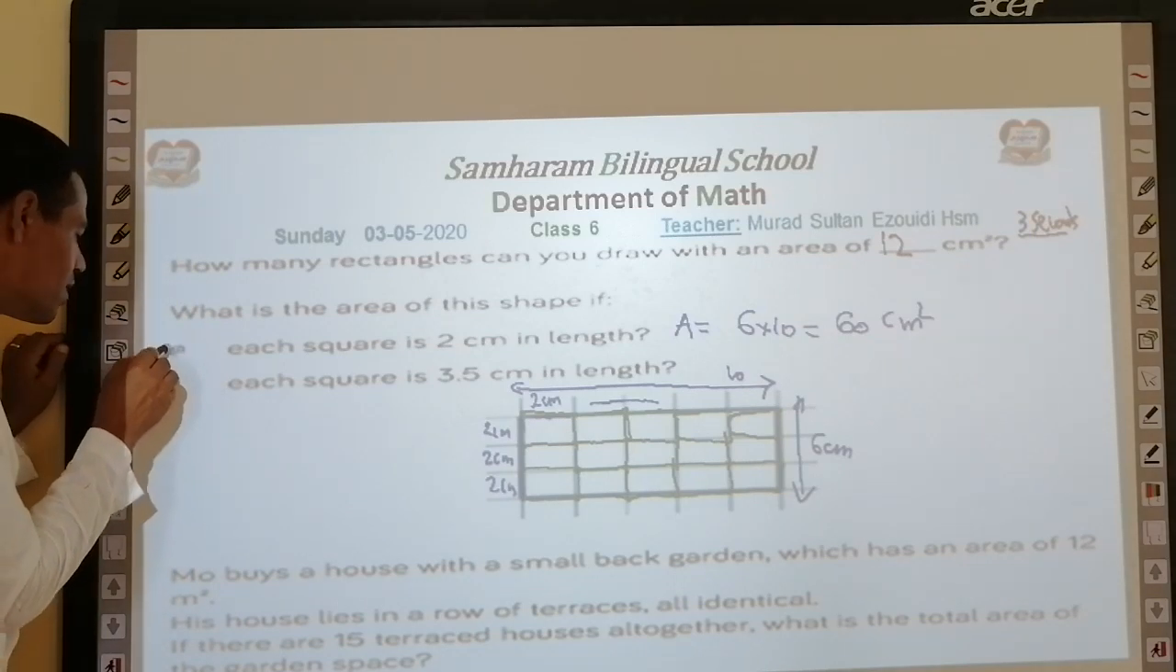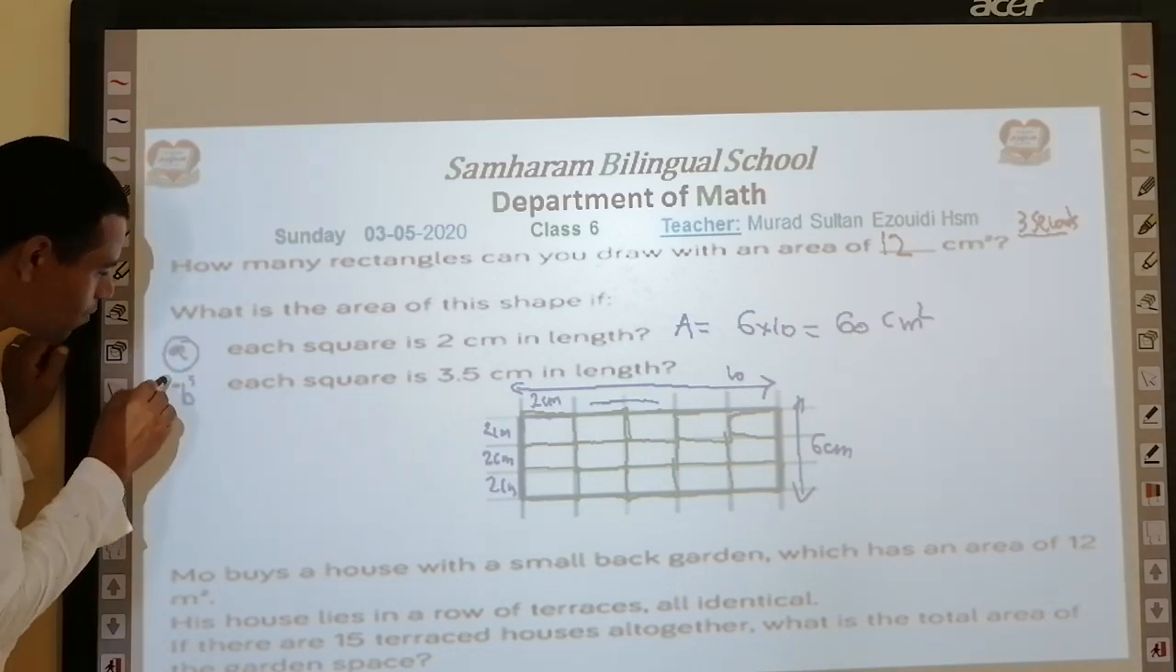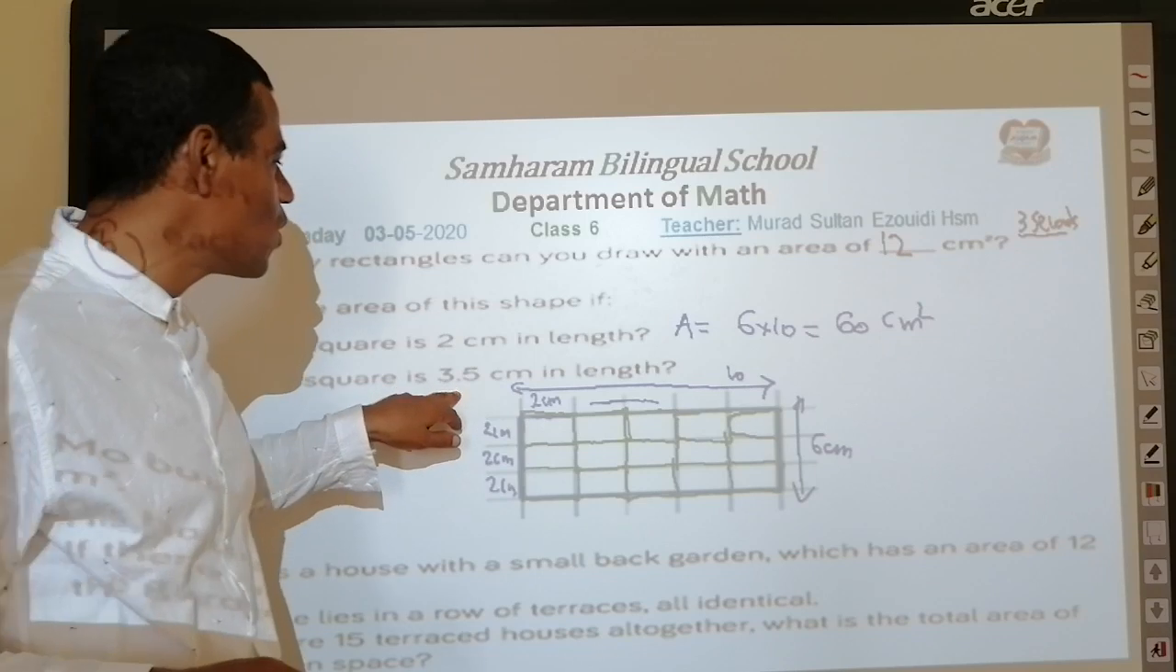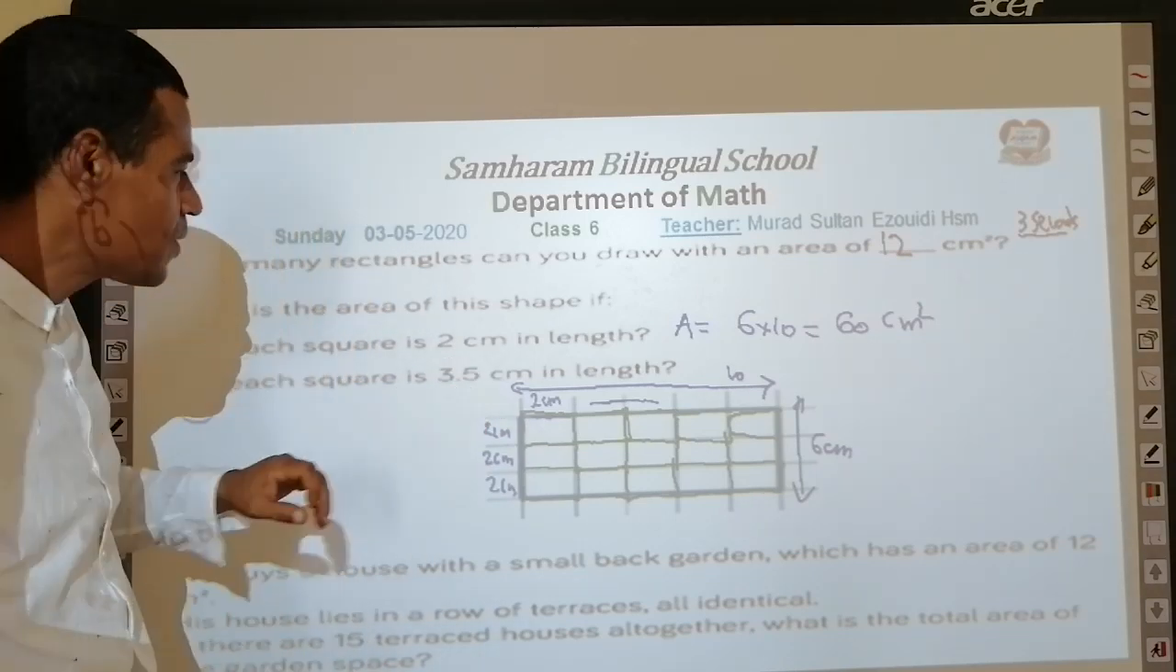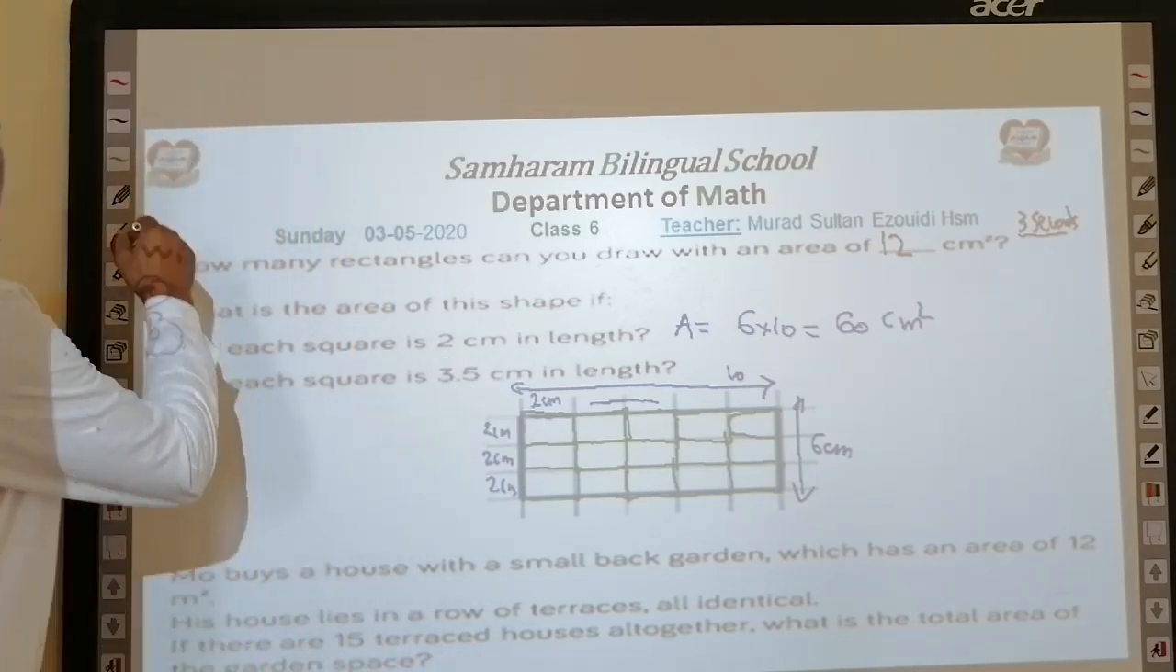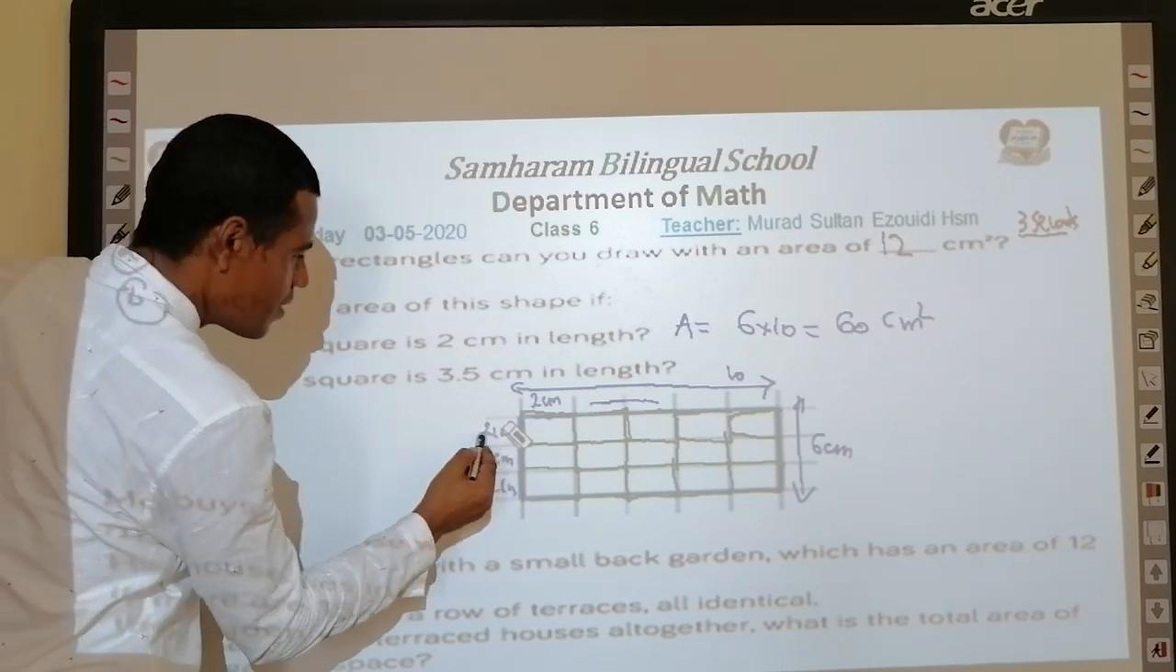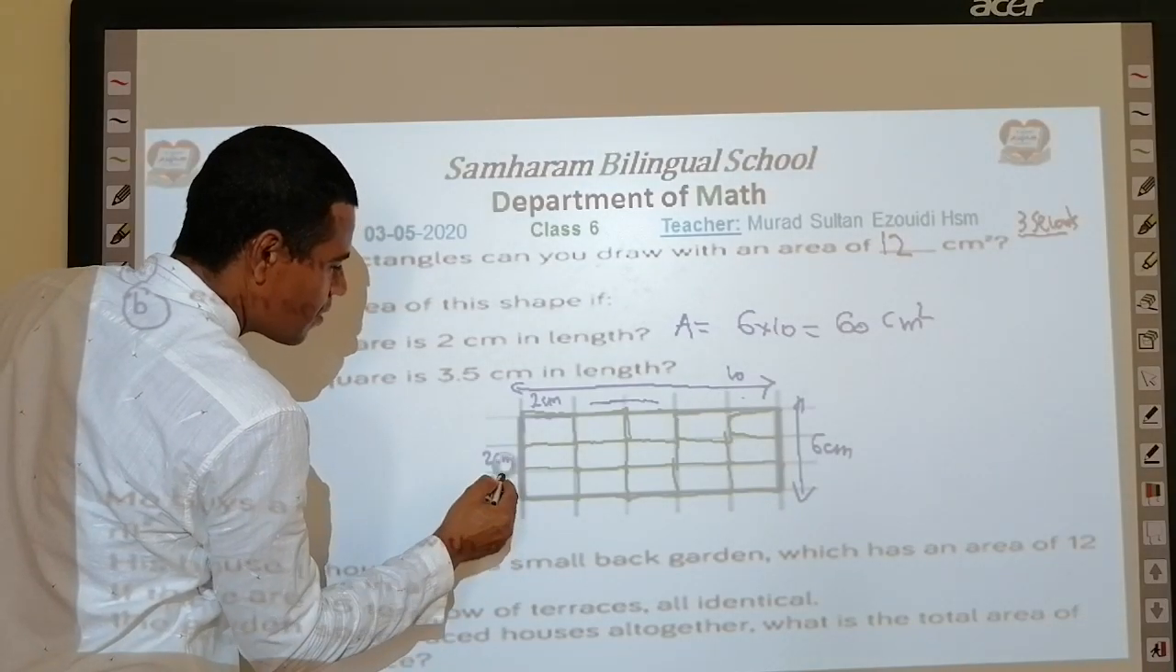This one I will label as small a, and this one small b. Each square is 3.5 centimeters in length, means that this is 3 centimeters.